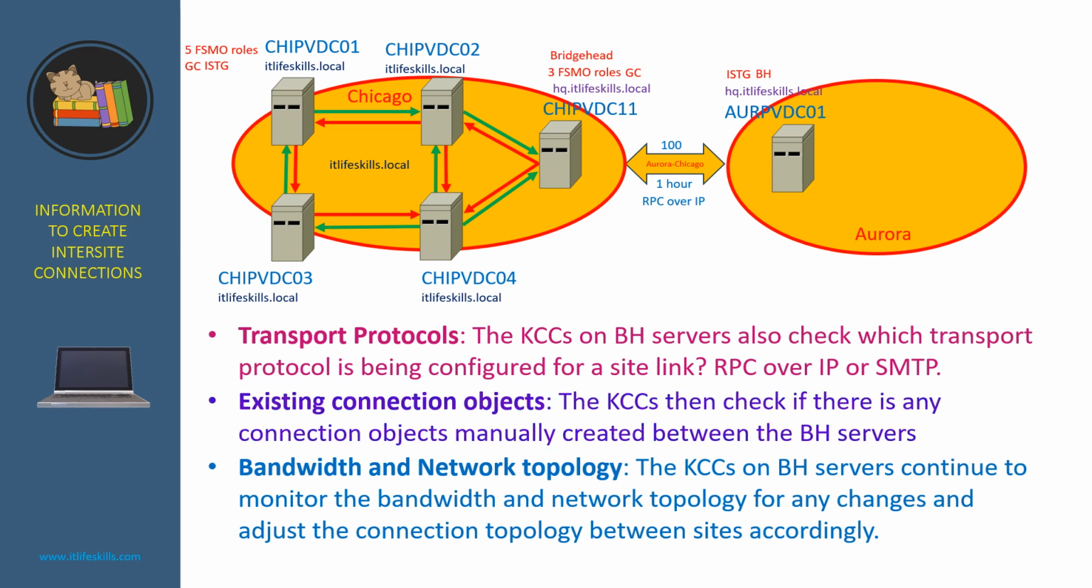The KCCs then check if there is any existing connection objects manually created between the bridgehead servers. And finally, the KCCs on bridgehead servers continue to monitor the bandwidth and network topologies for any changes and adjust the connection topologies between sites accordingly.